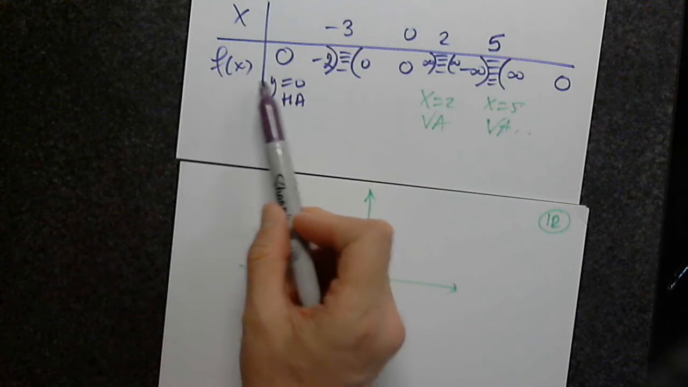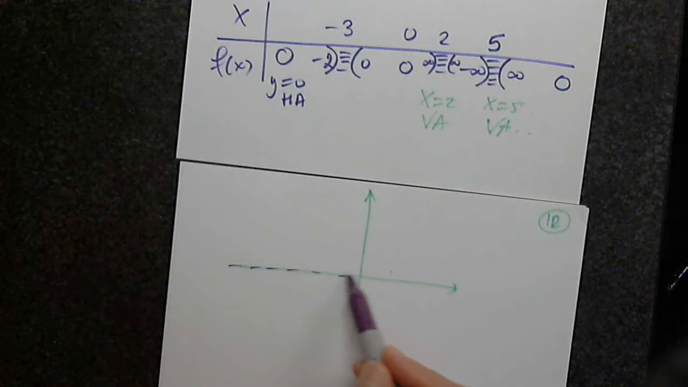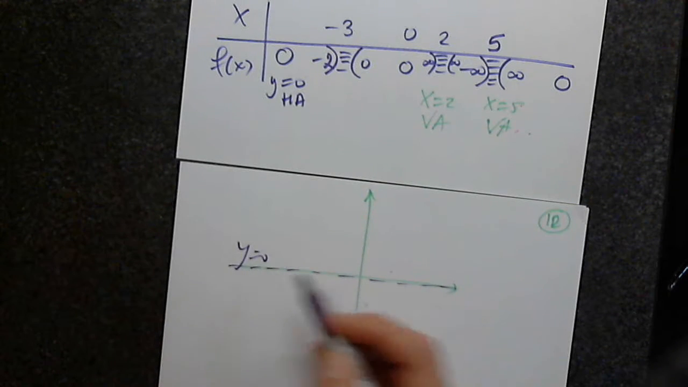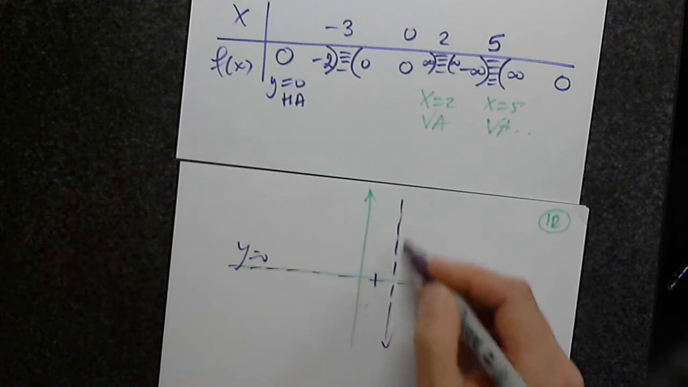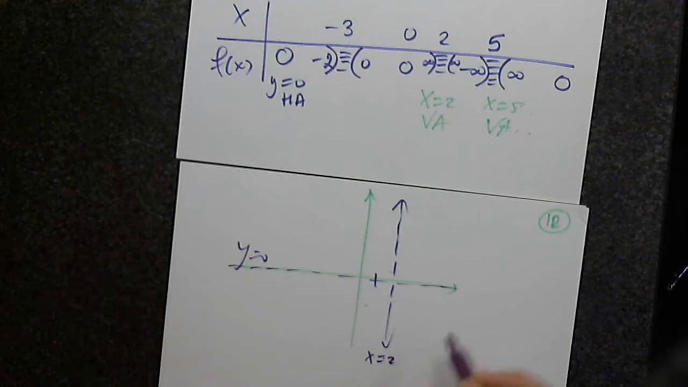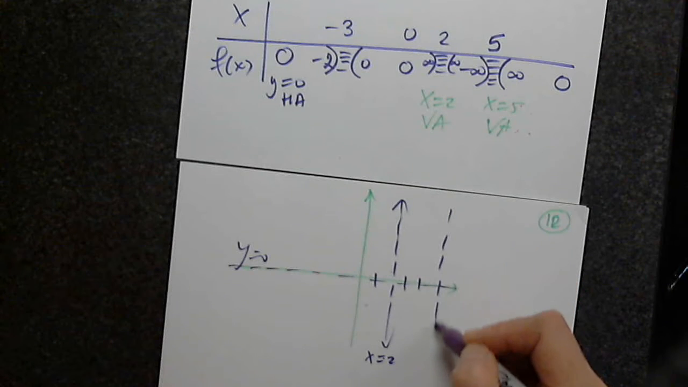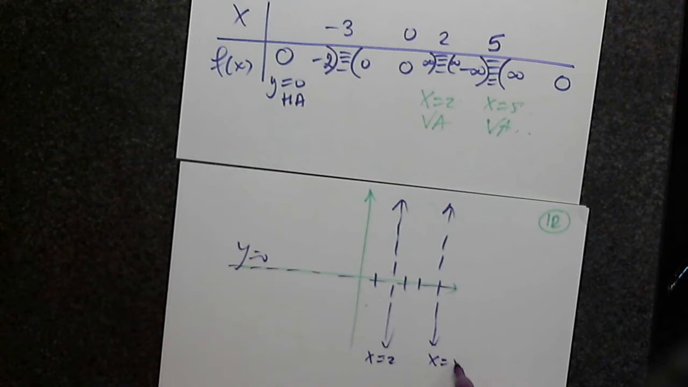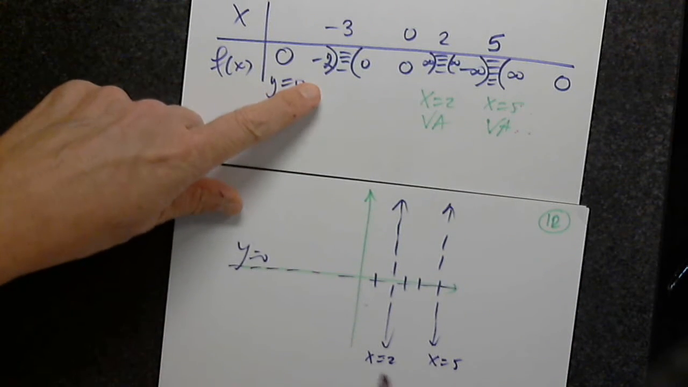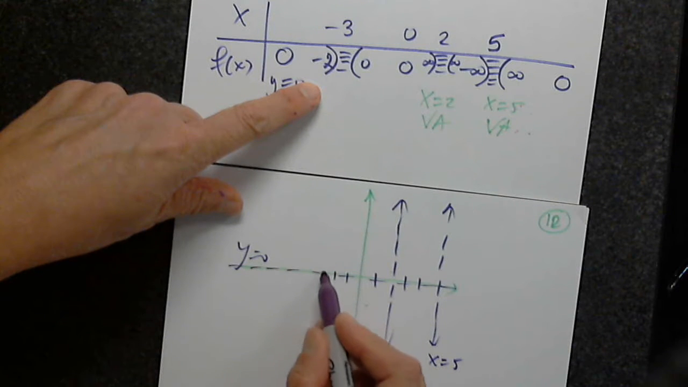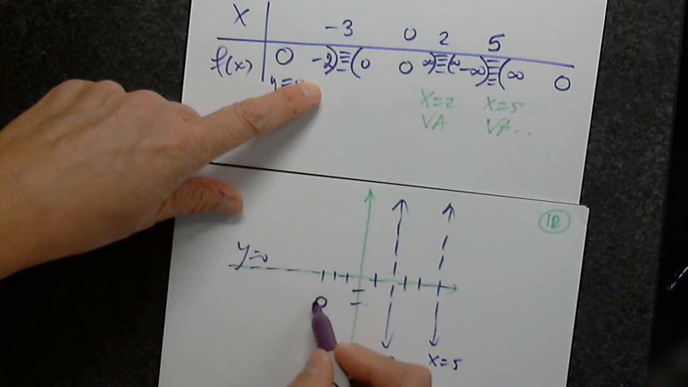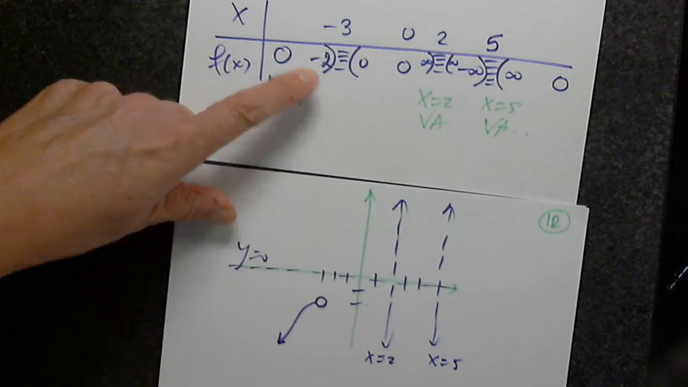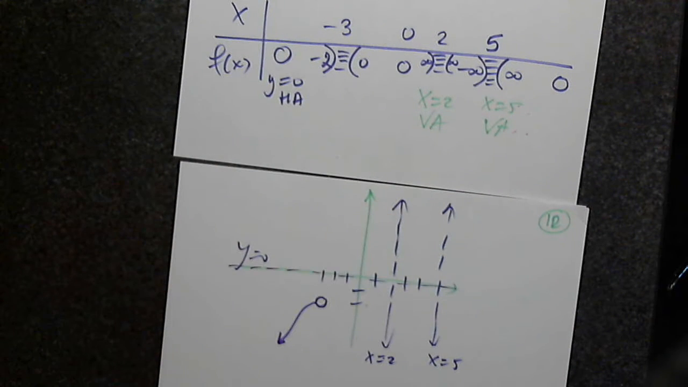I will graph the asymptotes first. So this is an overkill, y equals 0, at 2. Three, four, five. 1, 2, 3, negative 3, negative 2. Oh, I forgot about that. Sorry, sorry.